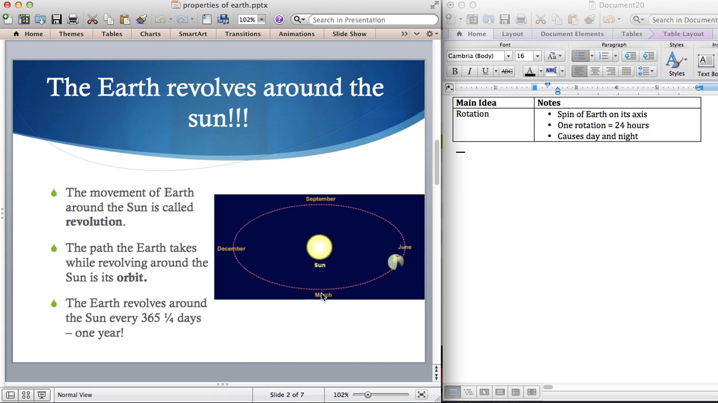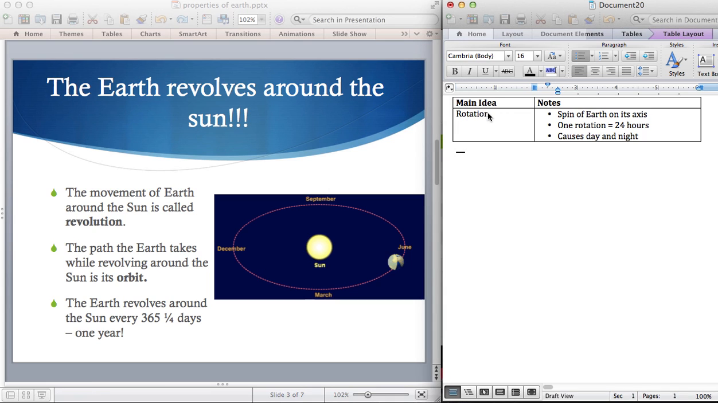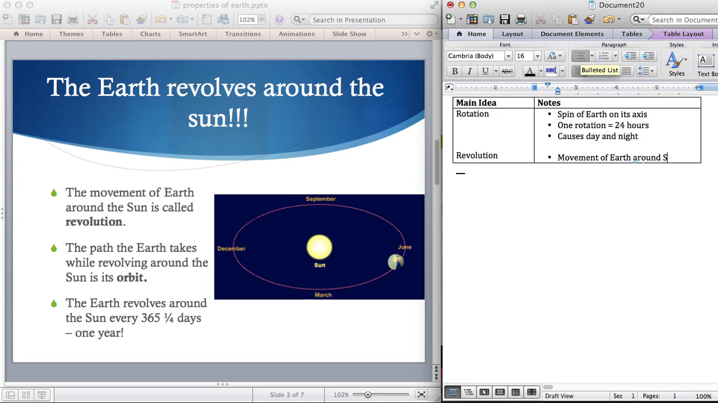The next property that is important is the Earth revolves around the sun. So we have this other property called revolution, which is different than rotation. So revolution is the movement of the Earth around the sun. As you can probably guess, other objects also revolve around the sun. Other planets have their own revolution. The moon revolves around the Earth. So revolution is the movement of some object around another object. The path the object takes is called its orbit.